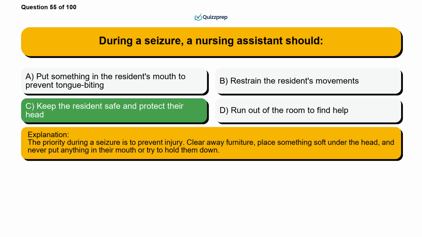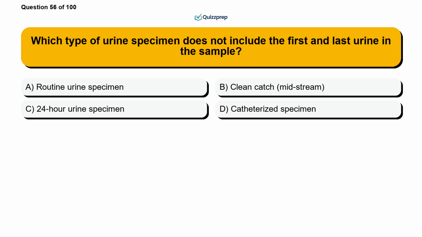The priority during a seizure is to prevent injury. Clear away furniture, place something soft under the head, and never put anything in their mouth or try to hold them down. Question 56. Which type of urine specimen does not include the first and last urine in the sample?